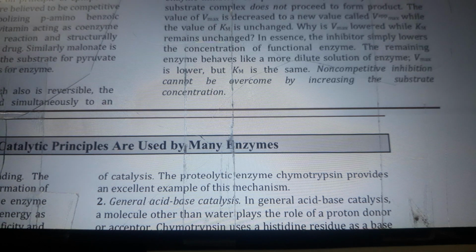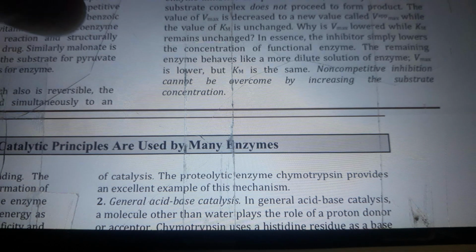Why is Vmax lowered while Km remains unchanged? In a sense, the inhibitor simply lowers the concentration of functional enzyme. The remaining enzyme behaves like a more dilute solution of enzyme. Vmax is lower, but Km is the same. Non-competitive inhibition cannot be overcome by increasing the substrate concentration.